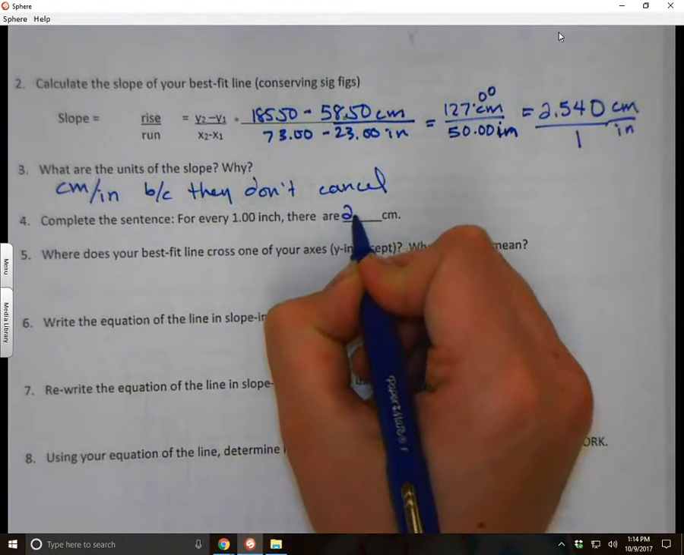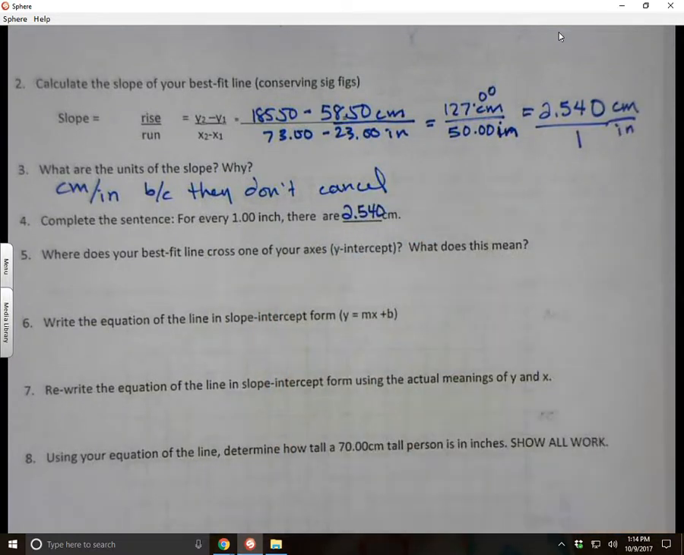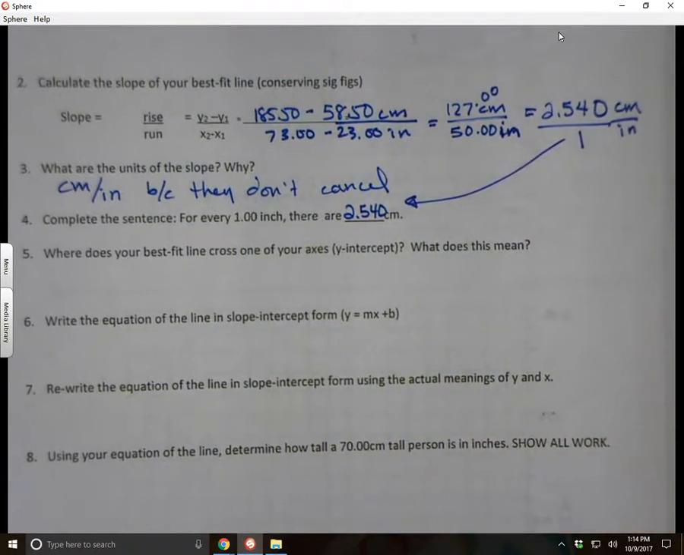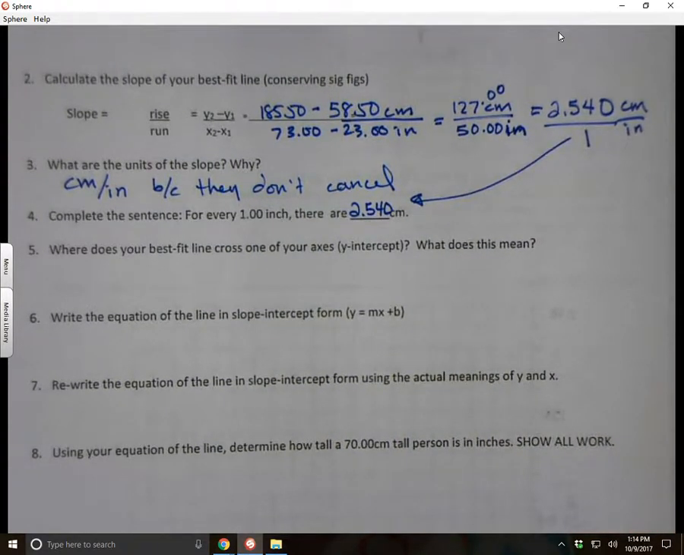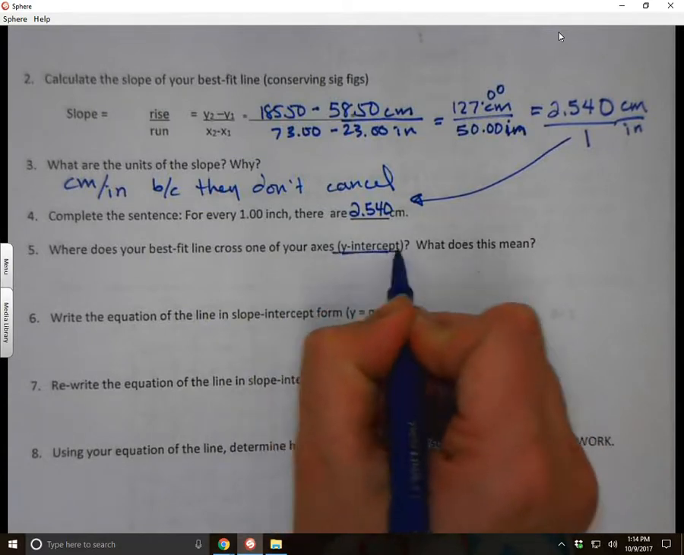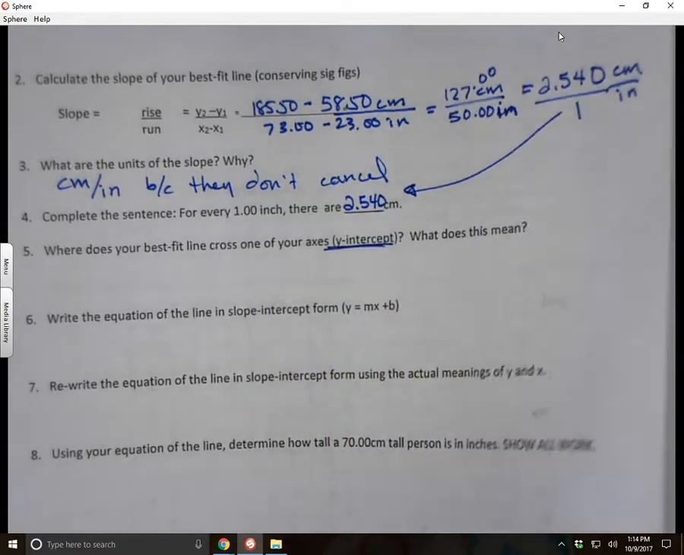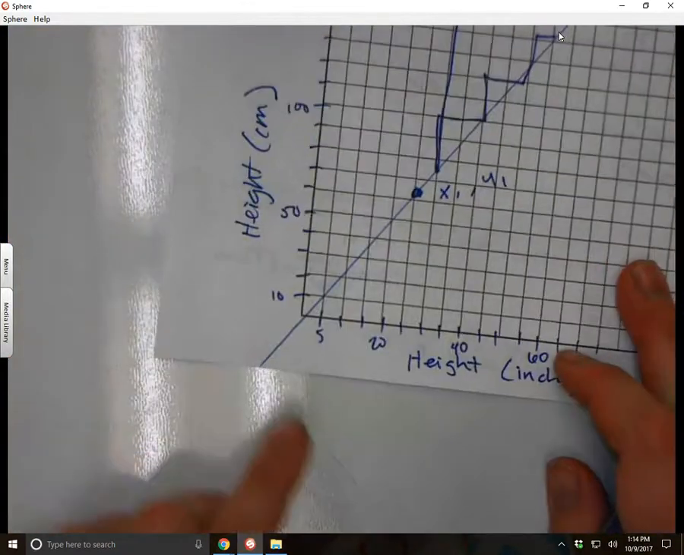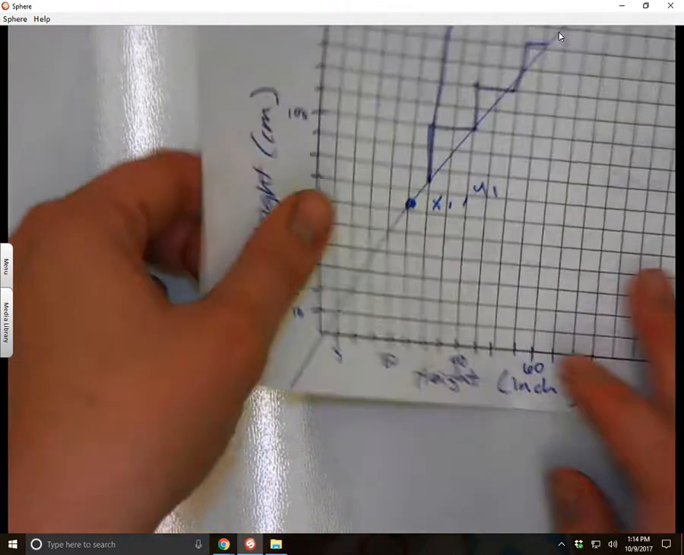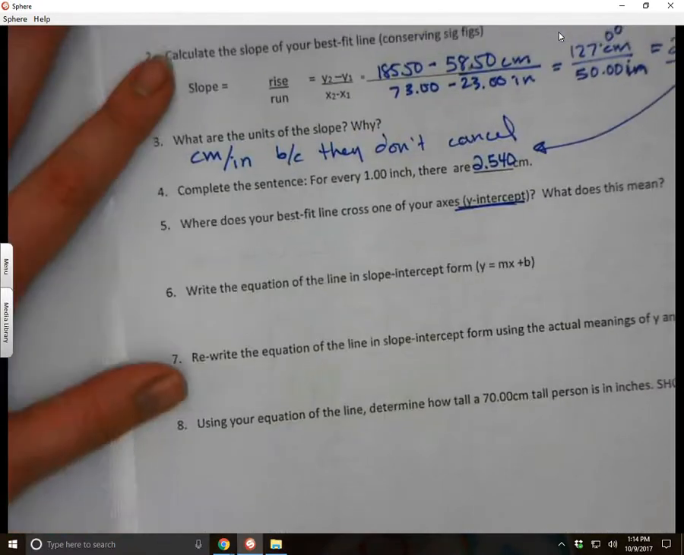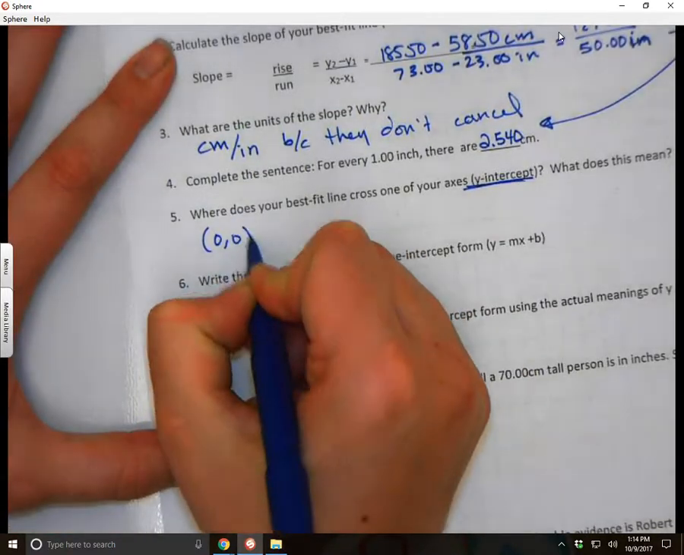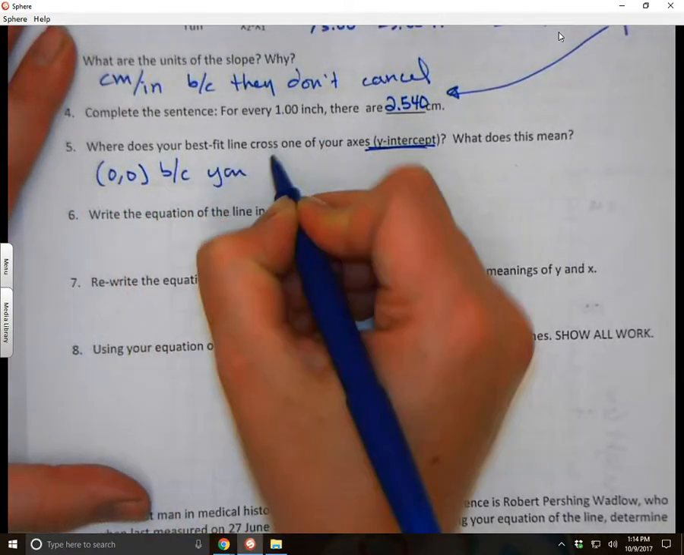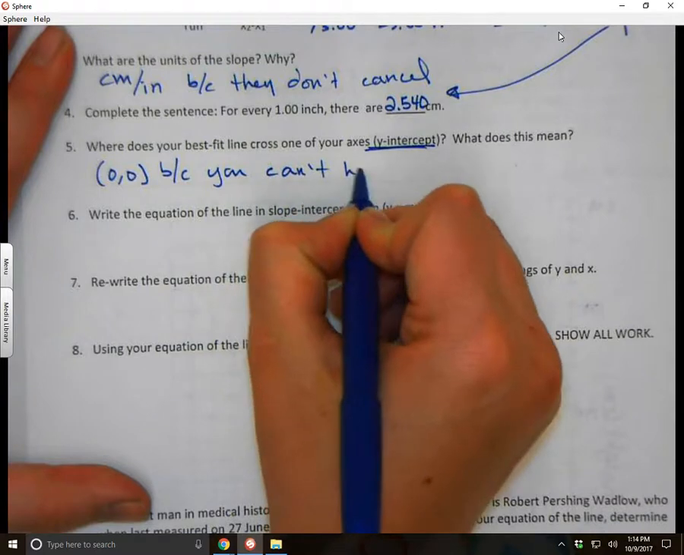Where does your best fit line cross the axes? That's called your y-intercept. We discussed that a second ago. It has to be through 0, 0, because you can't have a height in centimeters and not a height in inches. So this is 0, 0.